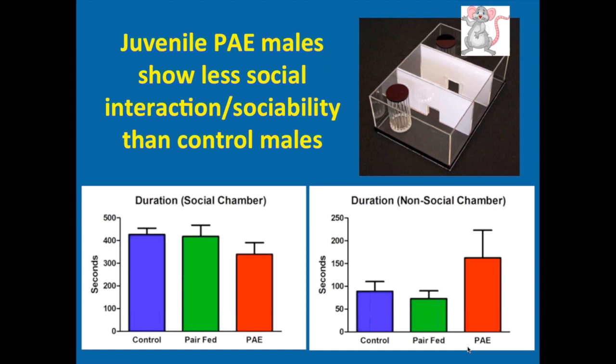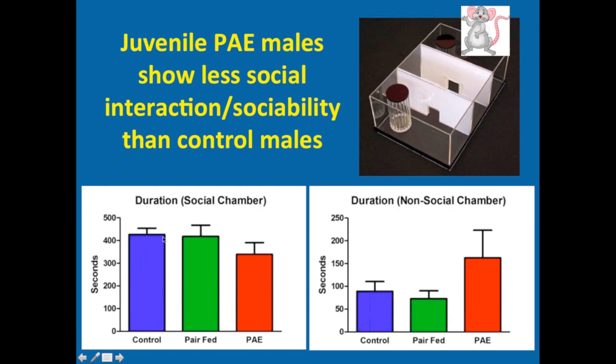So here's an example of our findings in regards to social behavior. We looked at animals that were PAE, prenatally alcohol exposed, and tested them at a young age during their juvenile period, and we found that they show less social interaction and less sociability than control animals. So this is our apparatus here. We have a three-chambered apparatus. The animal is placed in the center chamber. On one side, we have an inanimate object, and on the other side, we have another juvenile animal, a stranger that they've never seen before. And we measure how much time they spend in each of those chambers.